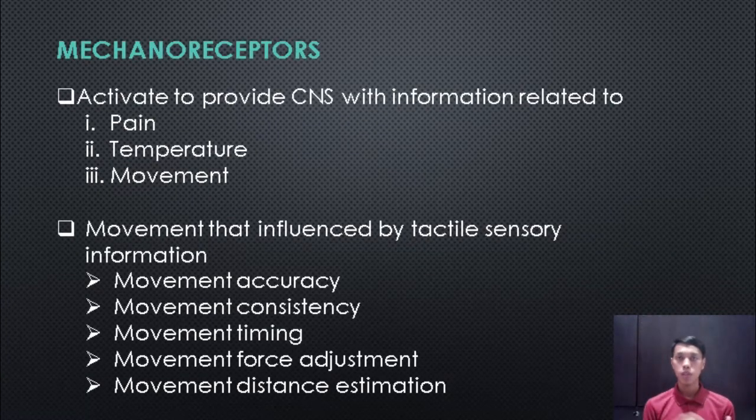When we touch on something, mechanoreceptor will be activated to provide the CNS with information related to pain, temperature and movement. So there are 5 movements that are influenced by tactile sensory information, which is movement accuracy, movement consistency, movement timing, movement force adjustment and movement distance estimation. So that's it, the first component, touch.